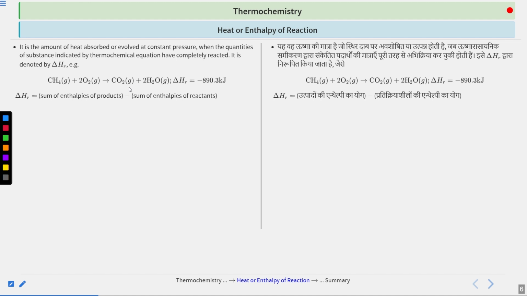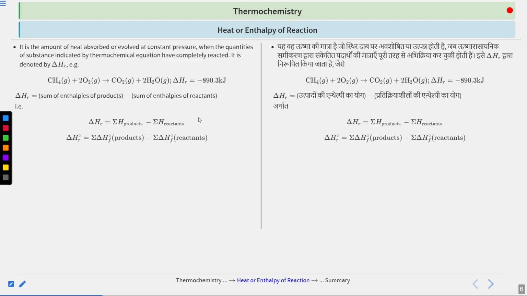So how can we know the enthalpy of reaction? It is basically the sum of enthalpies of products minus the sum of enthalpies of reactants. Mathematically this can be written in this way: summation of H of products, which is the enthalpy of products, minus summation of enthalpy of reactants. Now a very important formula is going to be displayed, which is this one.